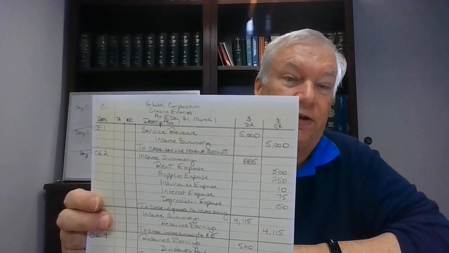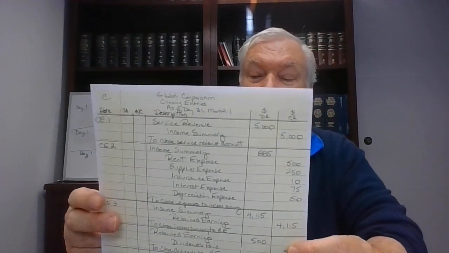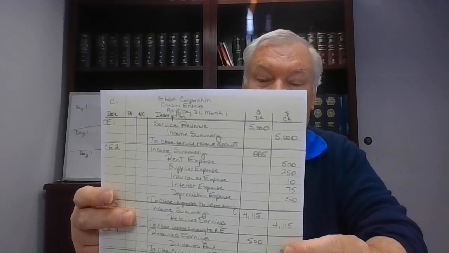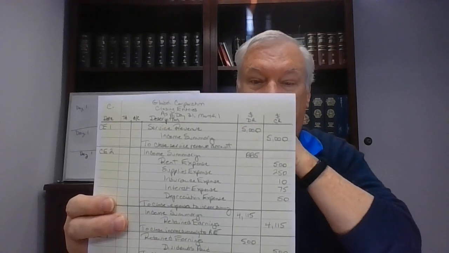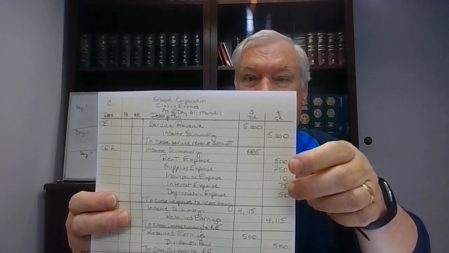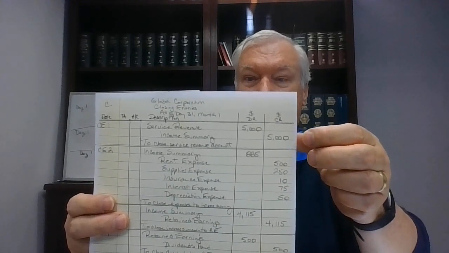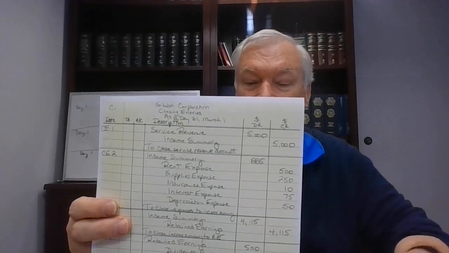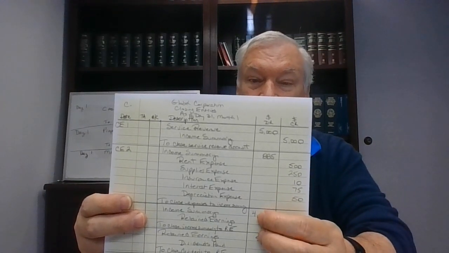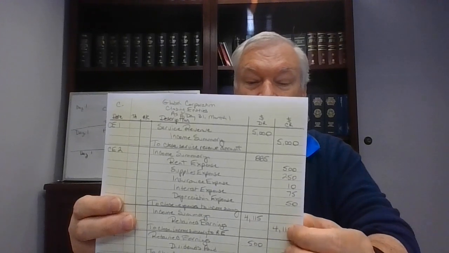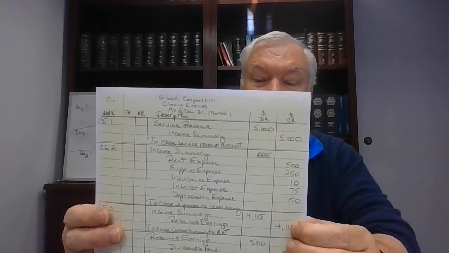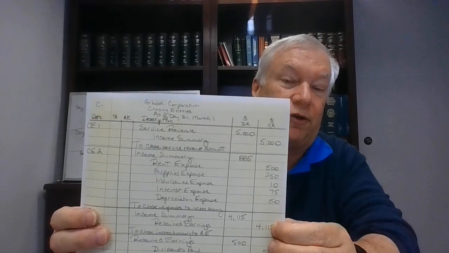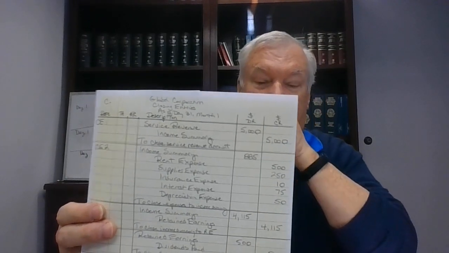Now our third closing entry is to take the income summary account, whatever the total is, and it's going to be 5,000 minus 885, or 4,115. We're going to close out the income summary. If income is positive, then you make a debit entry to income summary to zero it out, and then you put it into retained earnings, and that closes out the income summary account. That's our third closing entry.